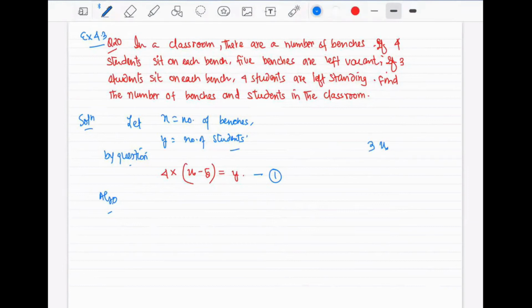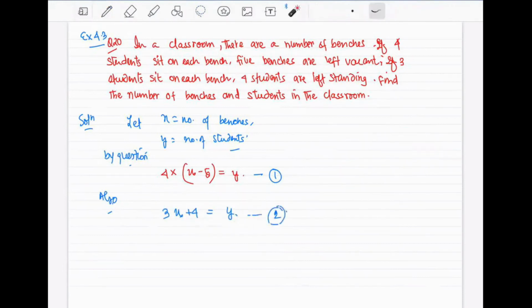But I want to obtain the total number of students. Is the number of benches multiplied by 3 equal to the total number of students? No, because 3x represents only the number of students seated. So what to do? You have to add the standing students. How many students are standing? 4 are left standing. So plus 4, that way we will be able to get the total number of students, right? Okay, so this is the second equation.